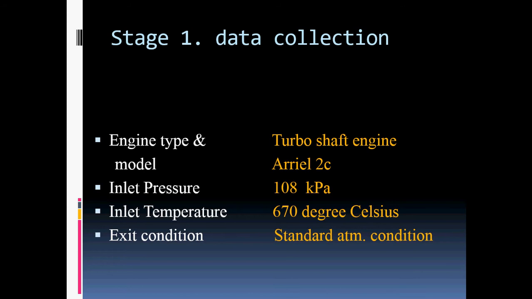Stage 1, the data collection process. The engine type we have used is a turboshaft engine, and its model is Ariel 2C. The inlet pressure it works at is 108 kilopascal. The inlet temperature is 670 degrees Celsius and the exit condition is the standard atmospheric condition.